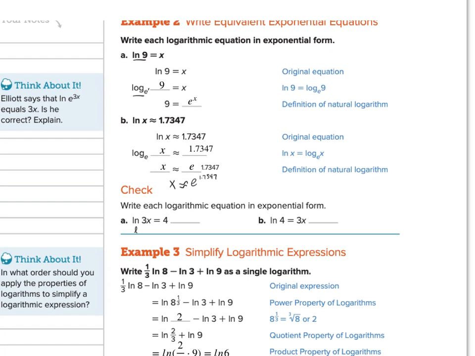So again, this is log base e of 3x is equal to 4. My base remains e raised to the exponent, which is equal to 3x. And again, I have over here the log base e of 4 is equal to 3x. So I know that my base e raised to the exponent 3x is equal to 4. So being able to manipulate those functions.